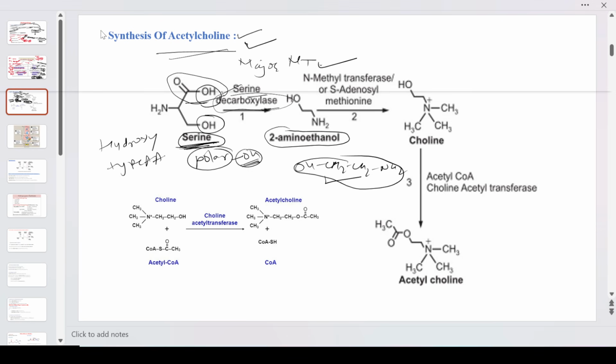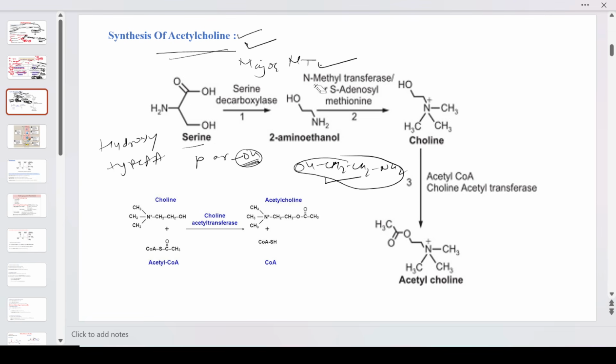That's why it is called serine decarboxylase, the enzyme required. Serine is converted into 2-amino ethanol. Again, we'll see the next. This 2-amino ethanol is converted into choline.